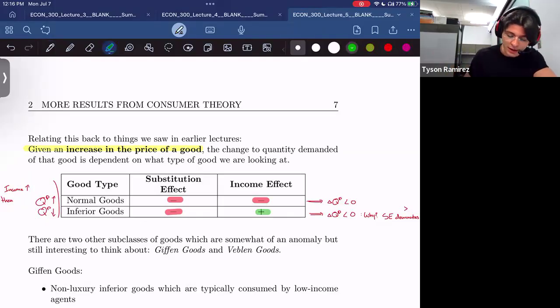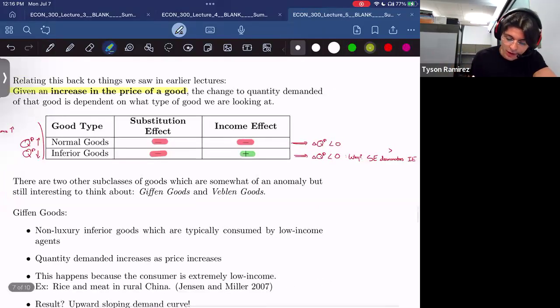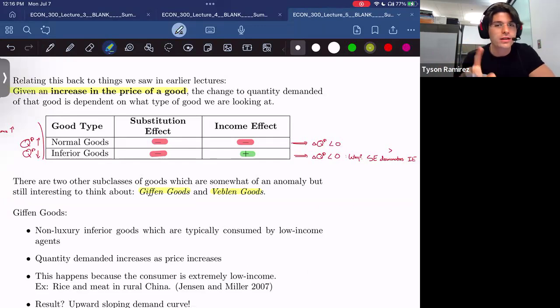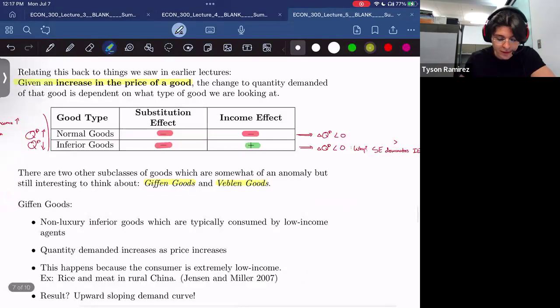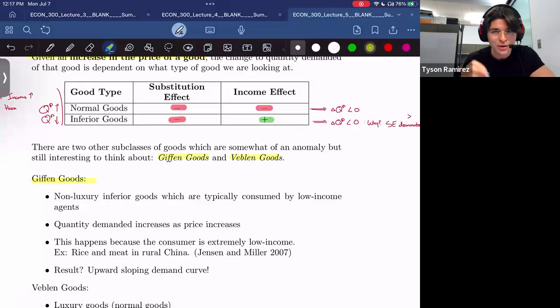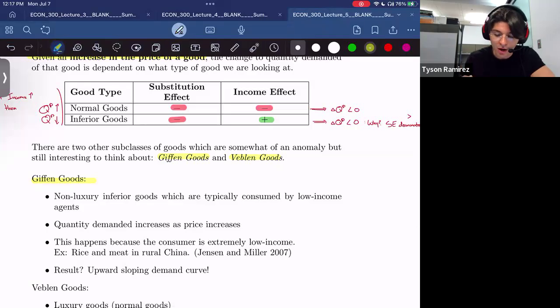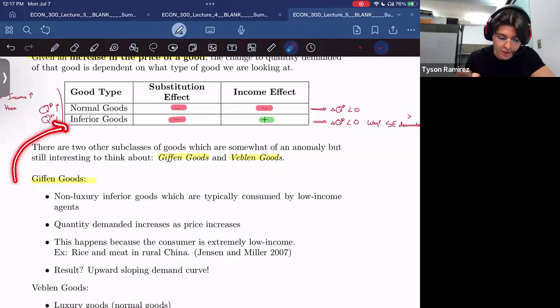We have this idea of Giffen goods and Veblen goods. When I describe them to you, they're going to seem different, or they're going to seem similar, but they are different for key reasons. A Giffen good is a non-luxury inferior good. So we already lump it into the inferior goods category.